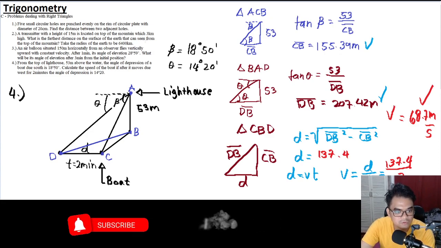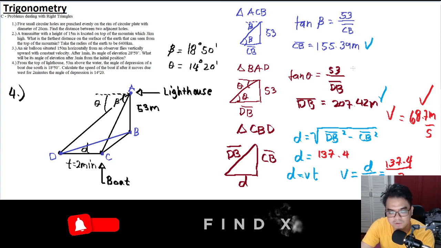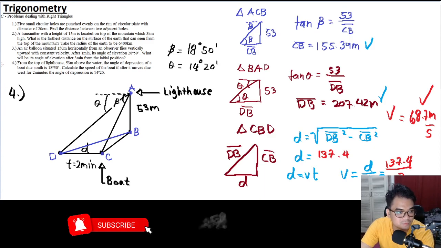Okay, so I think that's quite a hard problem because the figure is a 3D figure. So with that, let's proceed to the next topic.